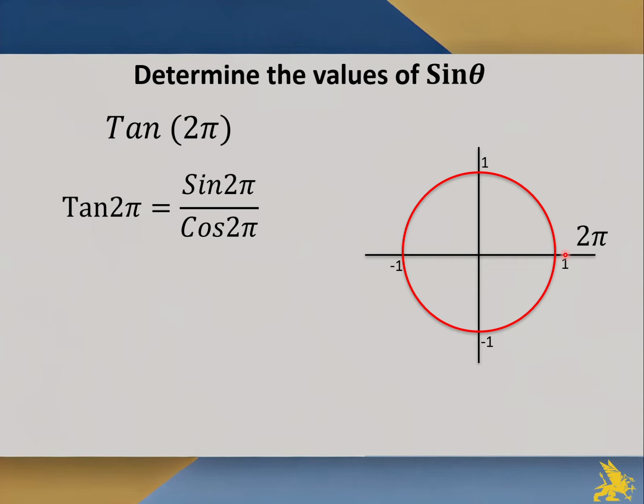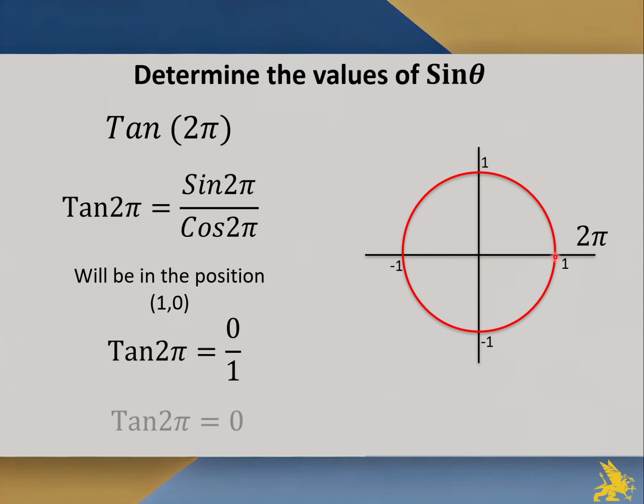So if I'm at this point, sine refers to my y value. My y value here is 0 because the point here is 1 and 0. Cosine refers to x, and my x is 1. So it's 0 over 1, which is 0.